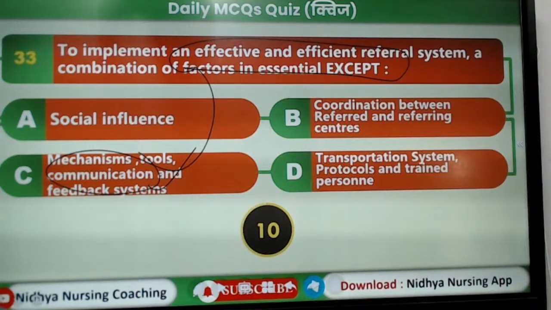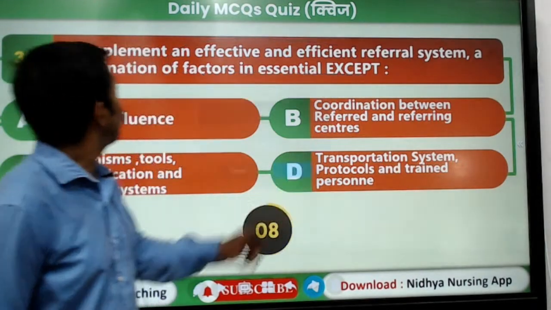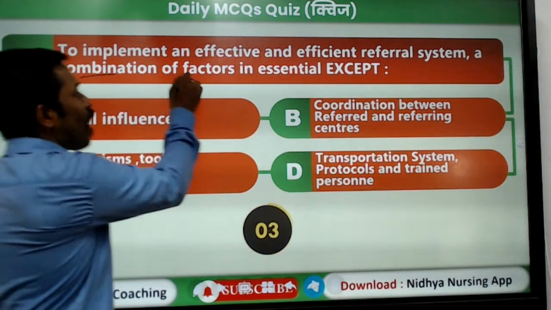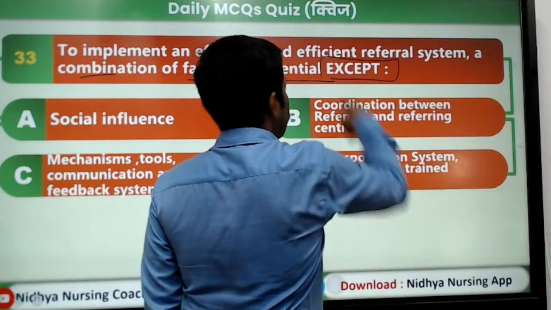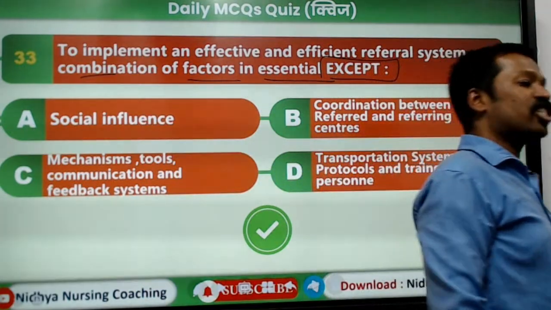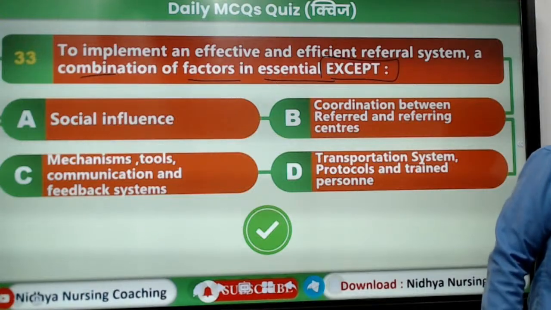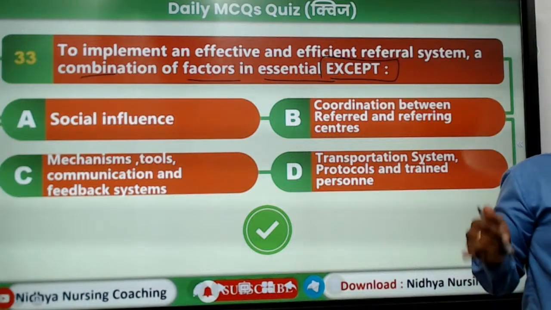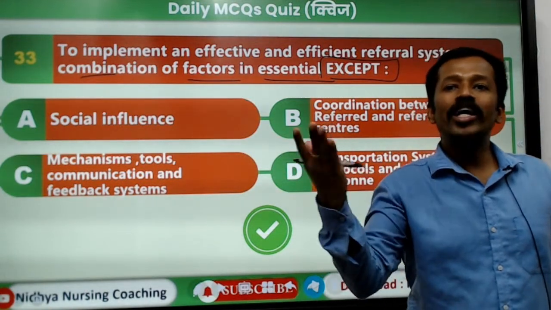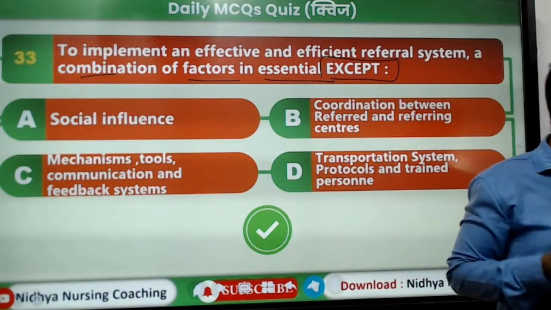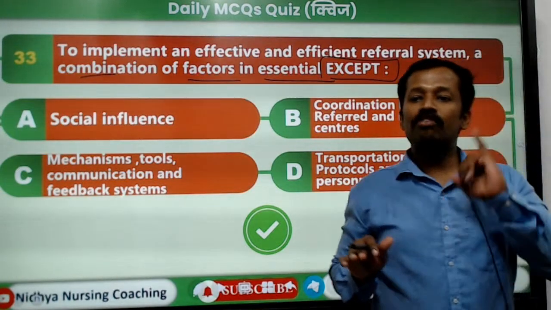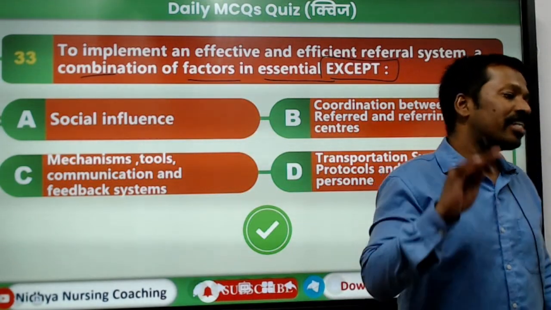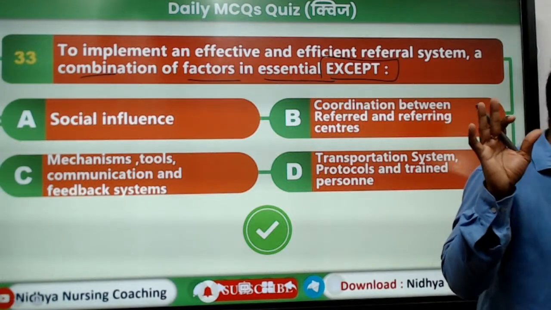Okay, fine. So to implement an effective and efficient referral system, a combination of factors is essential except. So what all is needed? There must be coordination between referral and referred centers. Referred and referral center, there must be coordination. Next, what should be there for a referral system?